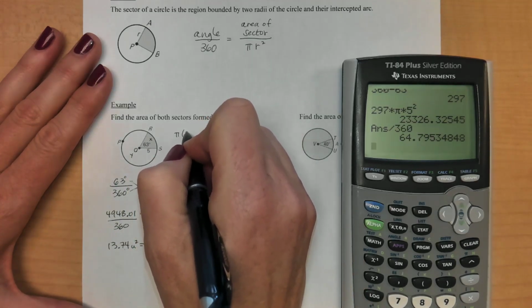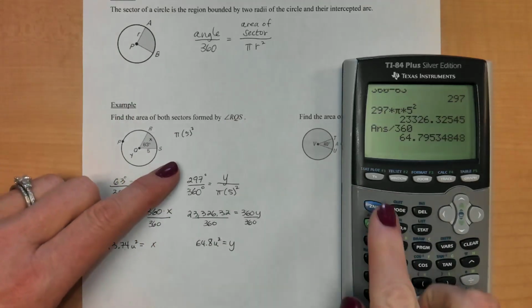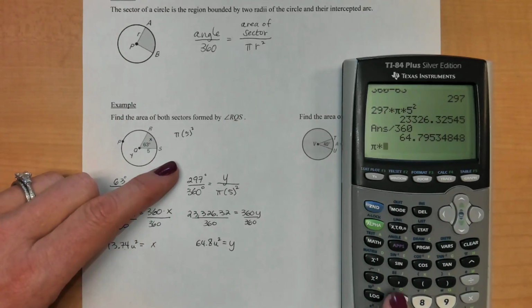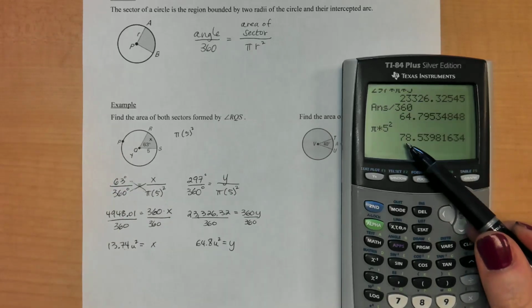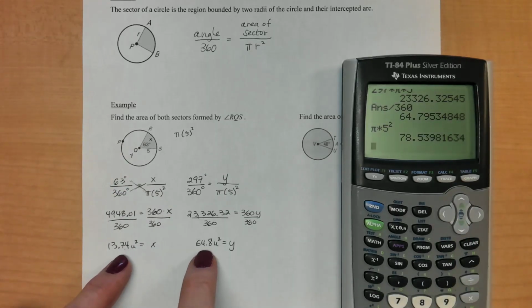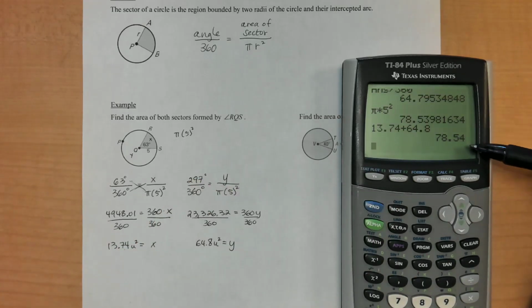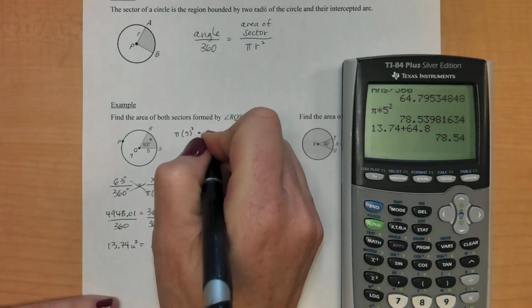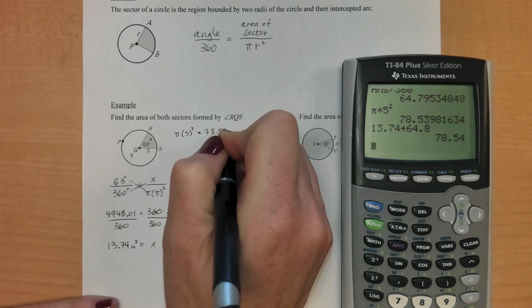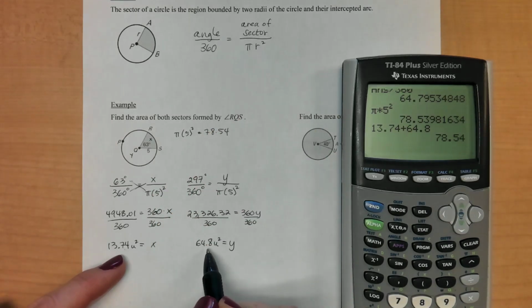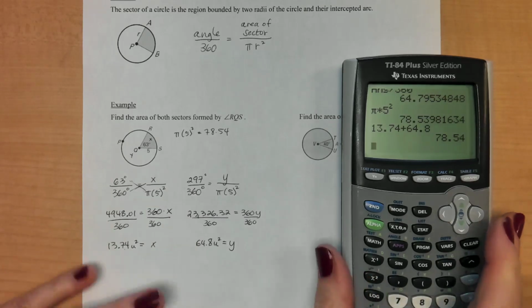So if I just did pi r squared, 5 squared, I get 78.54. And these two together should make about that. Keep in mind, might be a little off because I'm rounding these two. But 13.74 and 64.8 should be really close to that 78.54. And I'm pretty much right on. So that's just a double check you can quickly do to make sure that your math is mathin'. Make sure that your two chunked areas add up to the whole circle area.